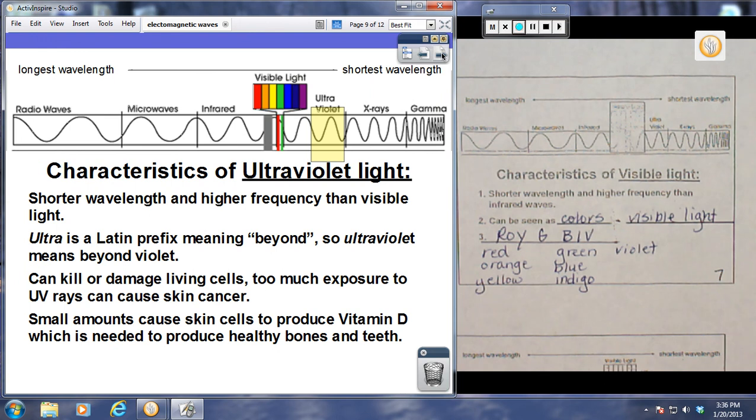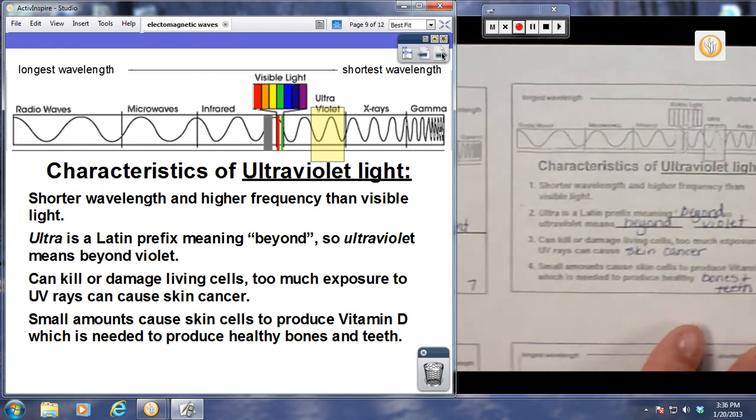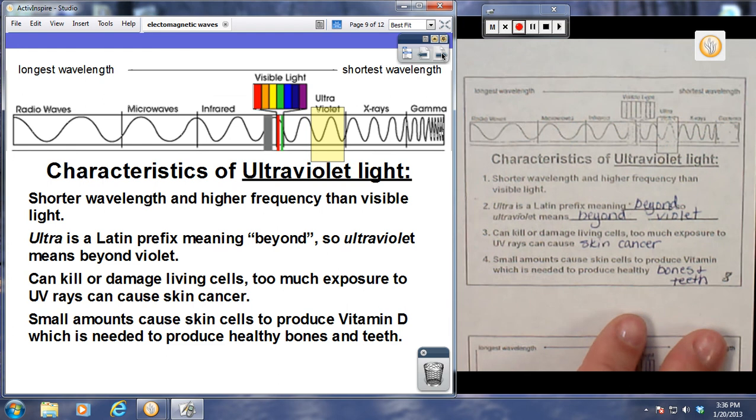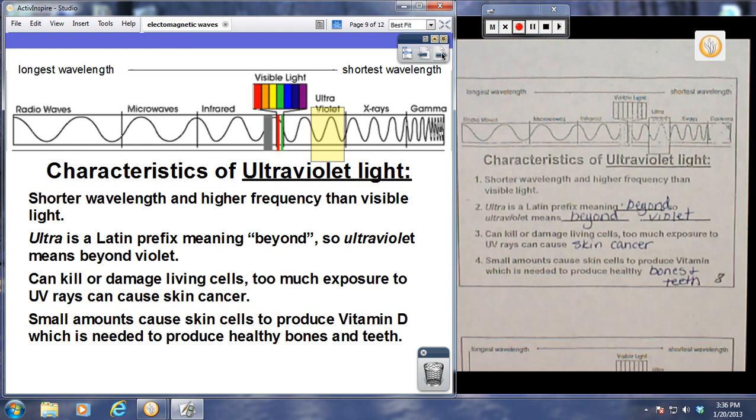Ultraviolet light, we don't see it, but we see what happens when you're outside too long with ultraviolet light. Shorter wavelength and higher frequency than visible light. Ultra is Latin meaning beyond, so it's just appropriate that ultraviolet means beyond violet. Violet light is the very last color of the visible light spectrum, so this is beyond violet. It can kill or damage living cells.